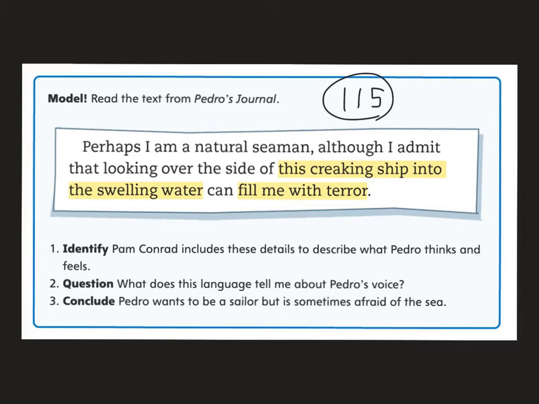It says, "Perhaps I am a natural seaman, although I admit that looking over the side of this creaking ship into the swelling water can fill me with terror."